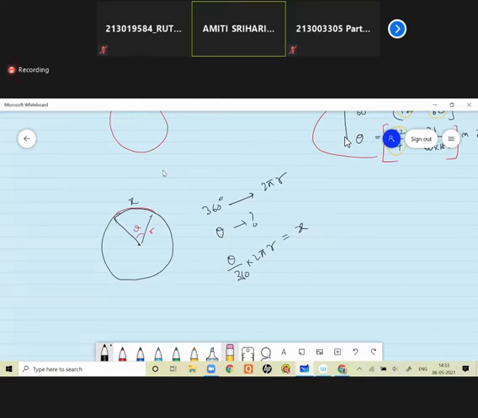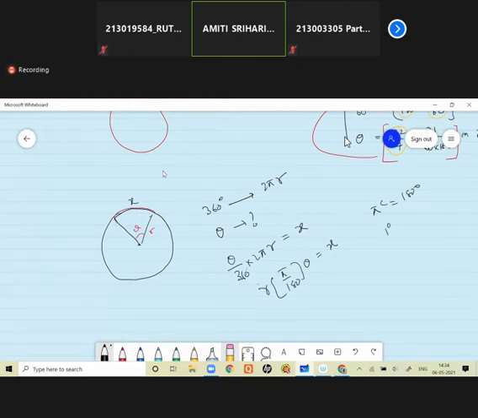Theta is in what? You tell me now. R into pi by 180 into theta, am I correct? Theta is in degrees, sir. Pi radians is equal to 180 degrees. Theta in degrees it is.